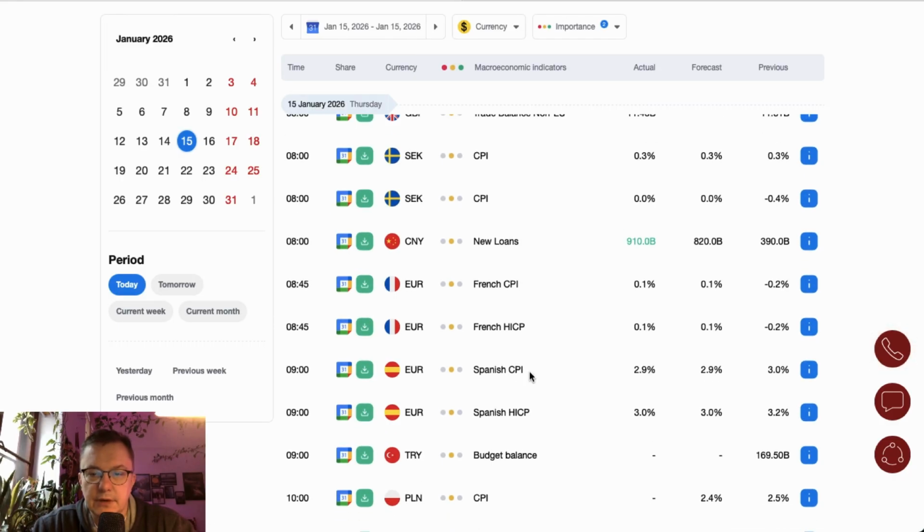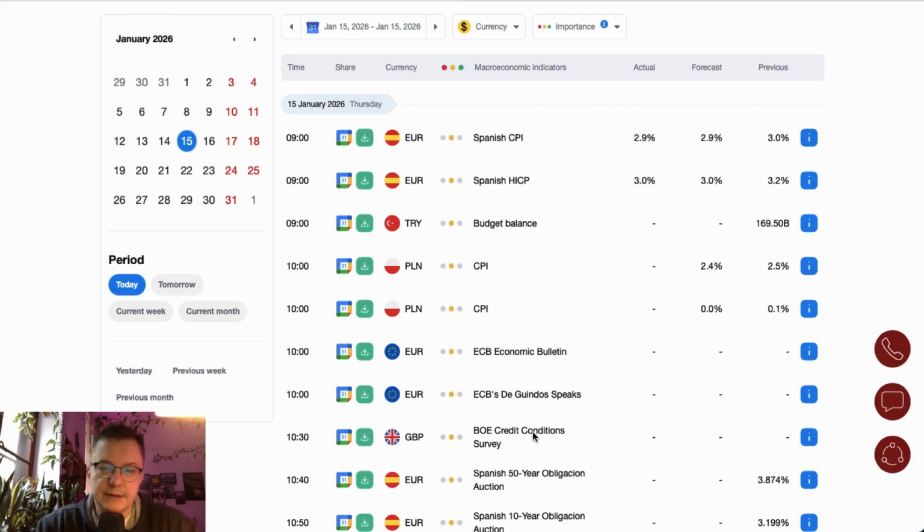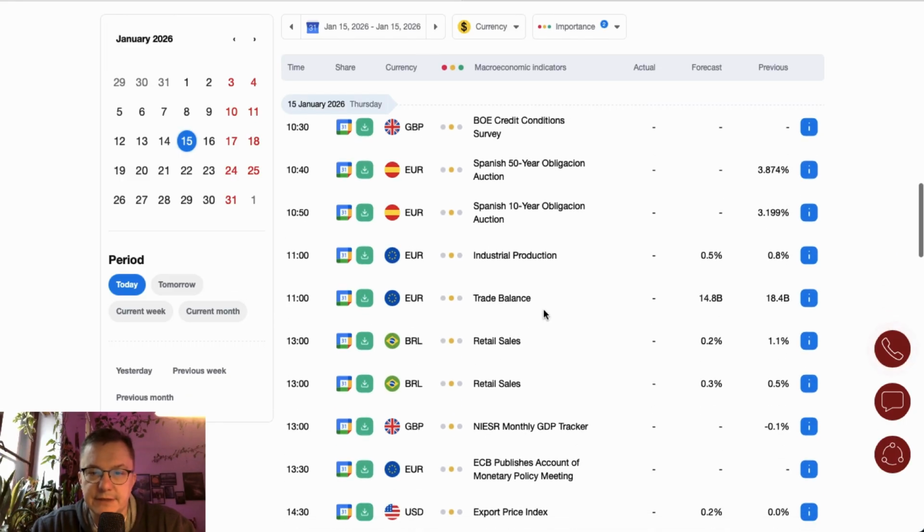Here, what we are waiting for are the CPI data across the Eurozone, Sweden, France, Poland, Spain. Data are scheduled for release ahead between 9 and 10 o'clock. Then at 10 o'clock, we got the ECB Economic Bulletin, and Lane will give a speech as well. 30 minutes later, we got the Credit Conditions Survey of the Bank of England.